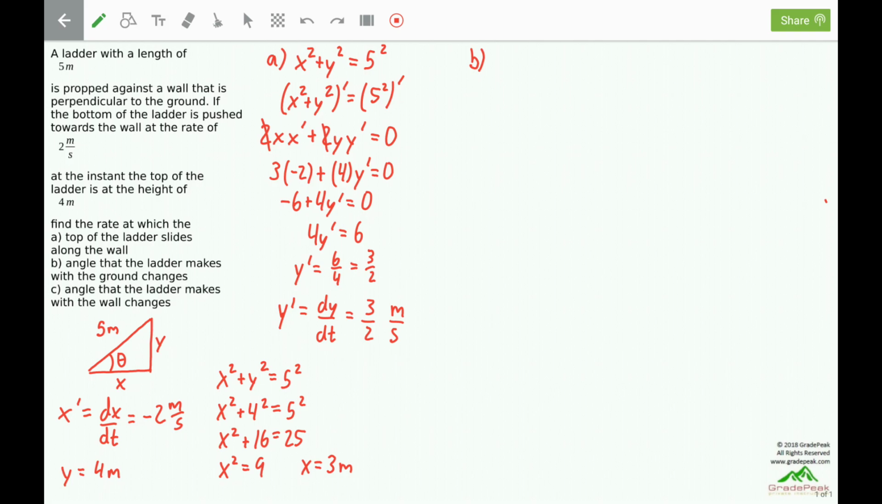So I'm going to use cosine of theta because that will be equal to the adjacent side, which is x, over the hypotenuse, which is a 5. Cosine of theta equals adjacent side over hypotenuse, so x divided by 5. That's the related variables equation. We can find the related rates equation by taking the time derivative of both sides, indicated by a prime on both sides.